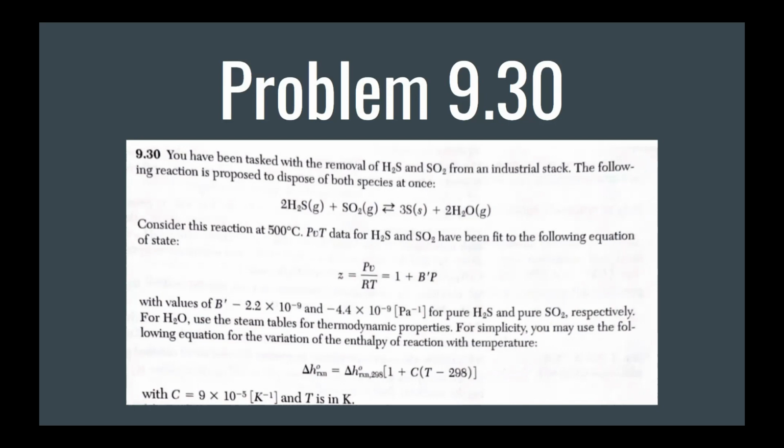We're given the reaction, as previously mentioned, and an equation of state for the two gases. We're told to use the steam tables for water, and we're given a simplification for finding the change in enthalpy at 500 degrees Celsius. We're also given all of the necessary variables to solve this process.